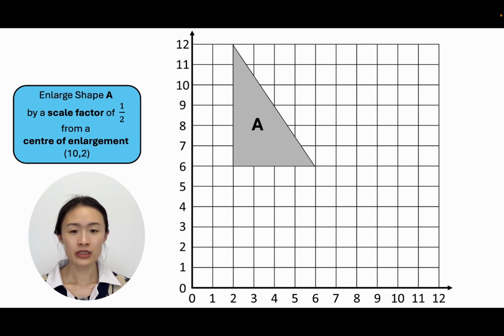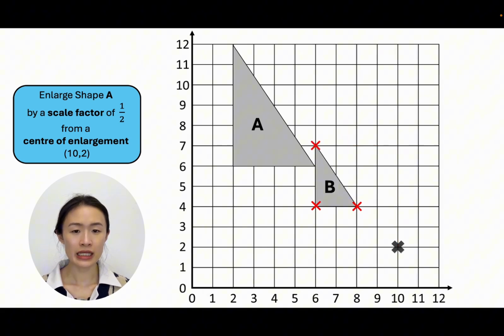In this case, we want to enlarge the shape by a scale factor of a half about the center 10, 2. Step 1, we should always label the center of enlargement. If we want to go from the center to the first point, which is 6, 6 in this case, that means we need to go up 4 units and then to the left by 4 units. Because our scale factor is a half, so that means we need to go up by 2 units, to the left by 2 units, and this is our new point. By repeating the same process, halving our journey, we will get our new shape.